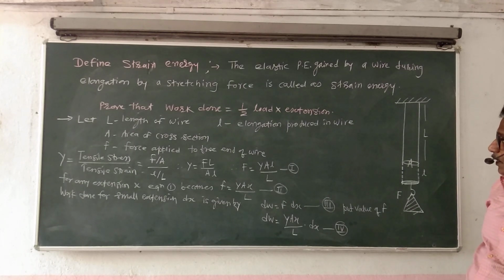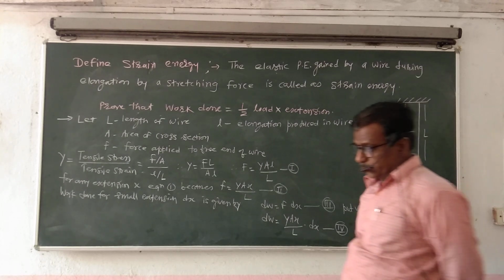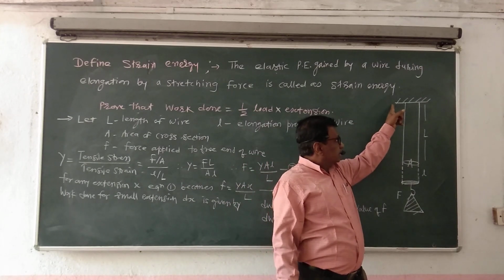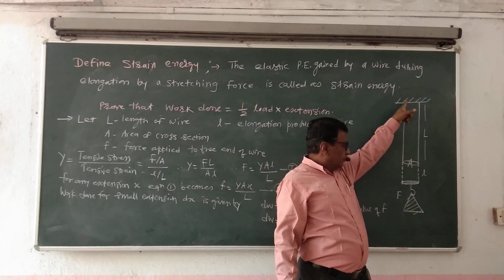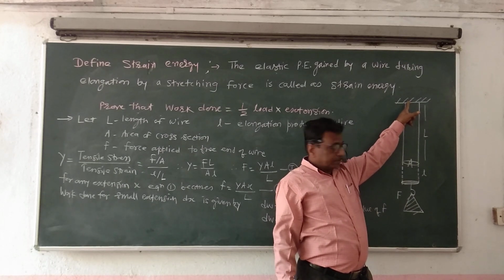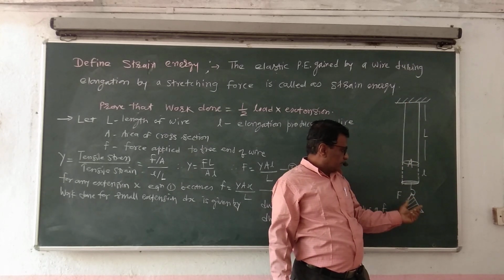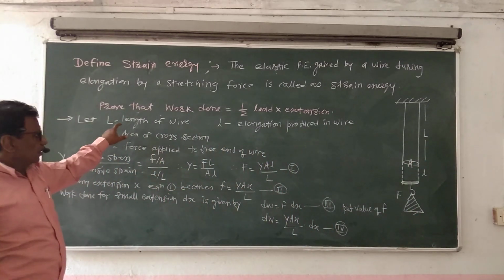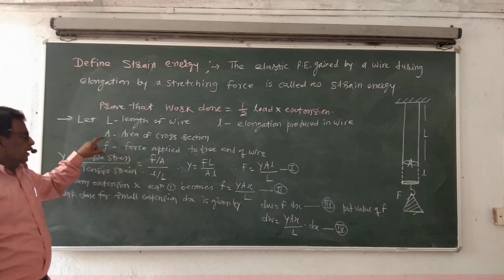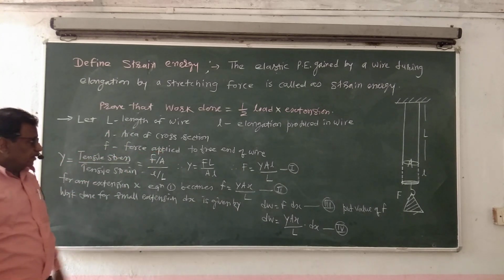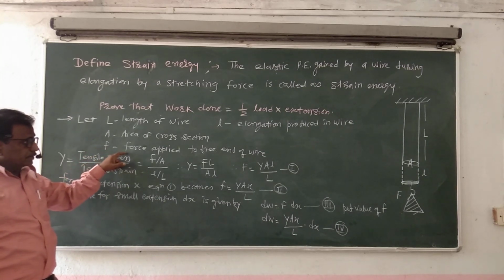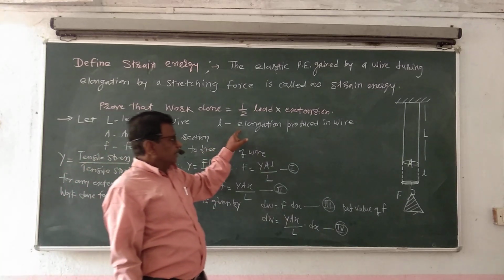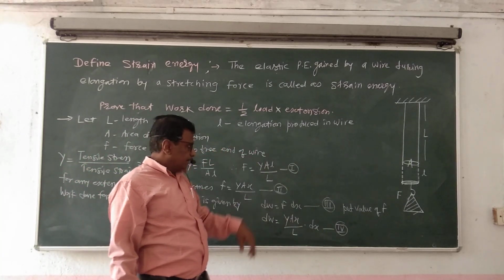Now we prove that work done is equal to half load into extension. For that we draw this diagram. In that diagram there is a rigid support. One end of the wire is fixed to the rigid support. At the other end a load is applied. Here capital L is the length of the wire. A is the area of cross section of the wire. F is the force applied to the free end of the wire. Small l is the elongation produced in the wire.